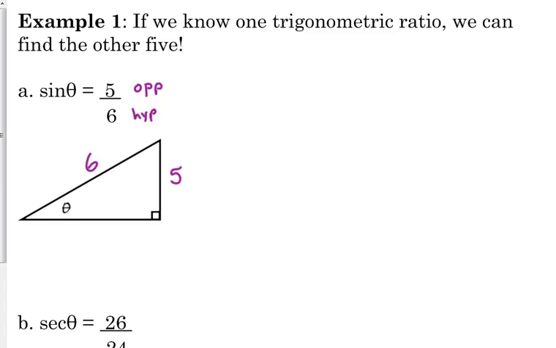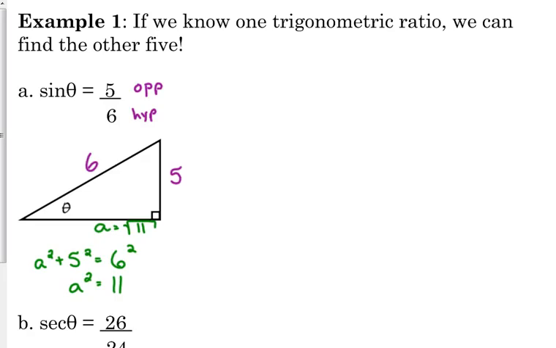Pythagorean theorem, okay? So in this case, we are looking for, I'm going to call it A, the adjacent side. So A squared plus 5 squared equals 6 squared. So we've got 36 on one side, 25 on the other side. So that's going to give us A squared is equal to 11 when we subtract 36 minus 25. So that means that adjacent side is equal to the square root of 11.